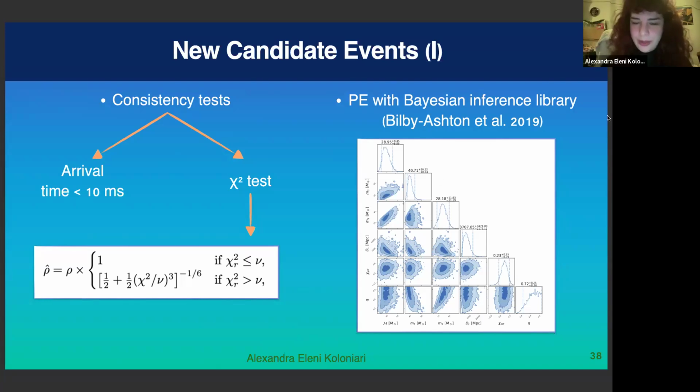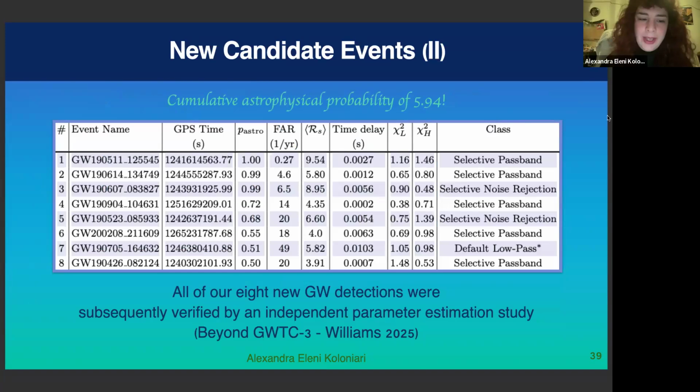Here I also present one of the corner plots for one of our new detections. And here you can see also some information about our new candidate events, such as their event name, their GPS time, their astrophysical probability, etc. I won't say much here. I will just say that our 8 events have a cumulative astrophysical probability of 5.94, and also all of our 8 new gravitational wave detections were subsequently verified by an independent parameter estimation study later on.